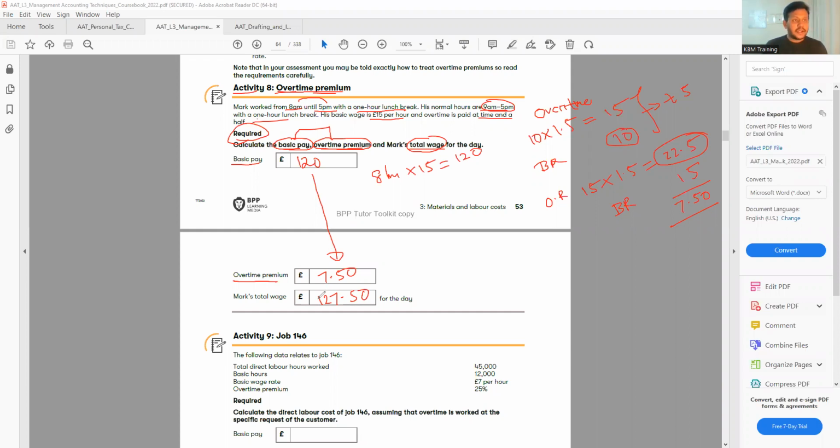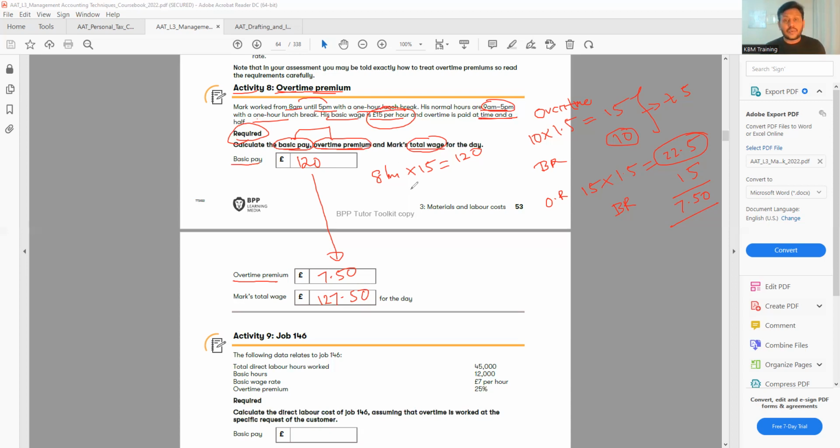Overtime premium. Yes, Sabira. Overtime premium means if I work overtime hours, how much I'm getting extra. For example, the question said my basic rate is 15 per hour. So anytime I work, daytime, evening, weekend, per hour, I'll get minimum 15 anyway. But they are saying if you work outside of your normal working hours, you will get time and a half. So this is your overtime rate.